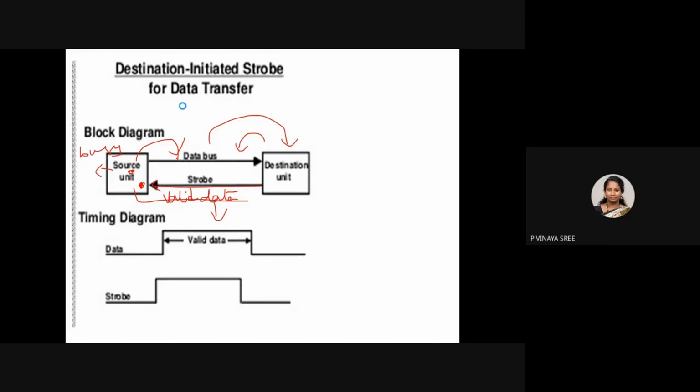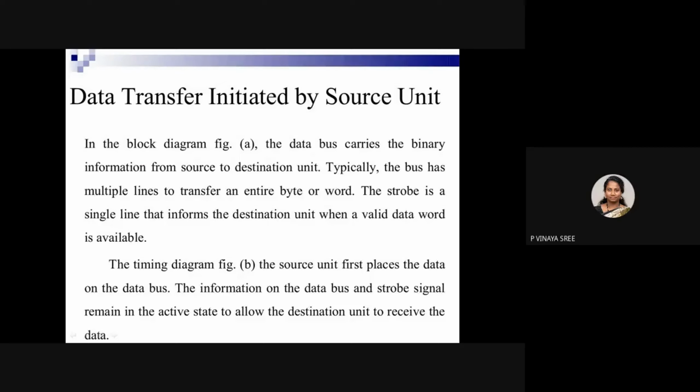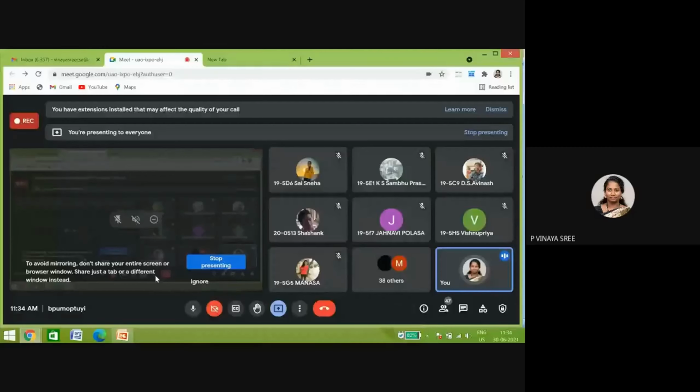Anyone, tell me the disadvantage of source initiated data transfer. Source initiated data transfer, acknowledgement. You will not be getting an acknowledgement. When you reach the destination, it will not give any information. Yes, yes. The destination unit, upon receiving the valid data, will not give any acknowledgement to the source that the data has been received. And similarly, in the destination initiated, what's the disadvantage?